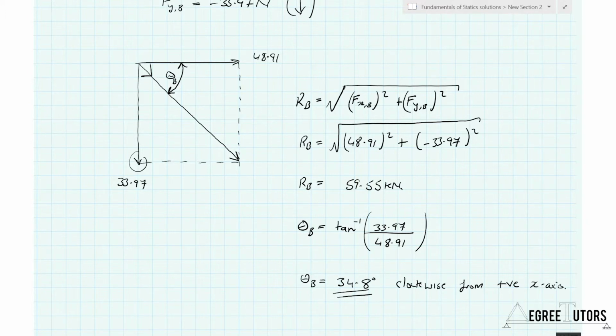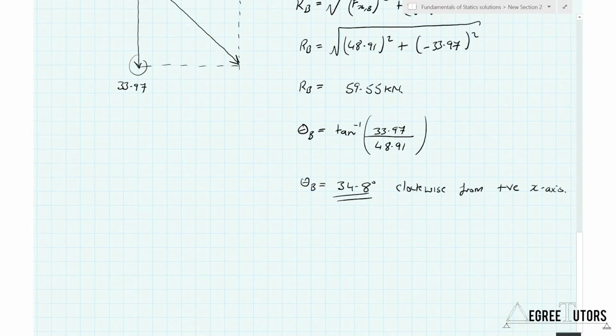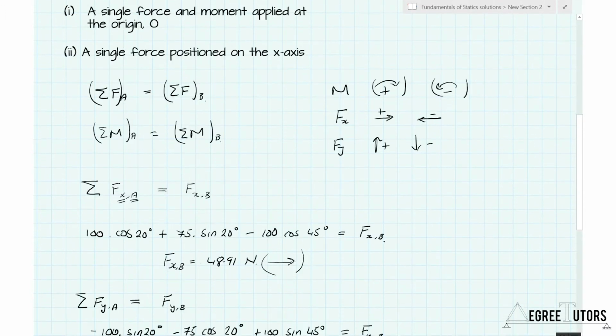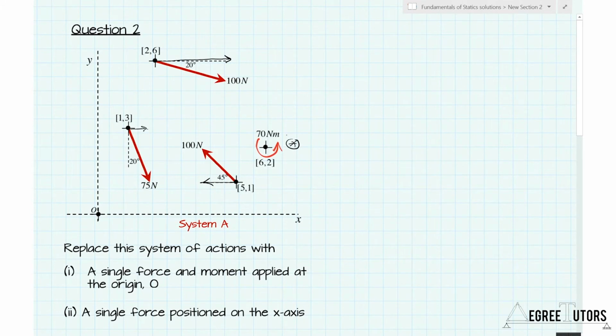Now, the next part of the question is to determine moment equilibrium. Okay, so we have not fully defined an equivalent system yet. All we have established is force equilibrium. What we now need to establish is moment equilibrium, because all of the forces, and indeed the moment applied in system A, may well have a moment effect about the origin. Okay, so a torque or a rotational effect about the origin, and I need to determine what that is.